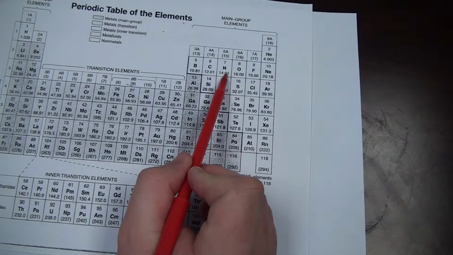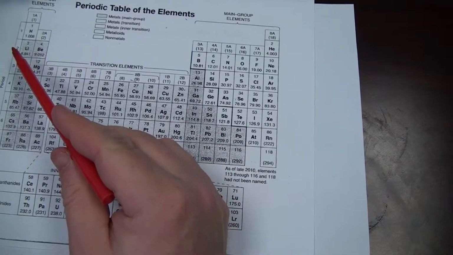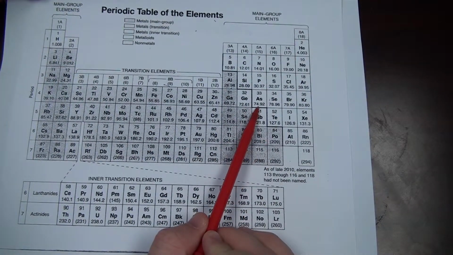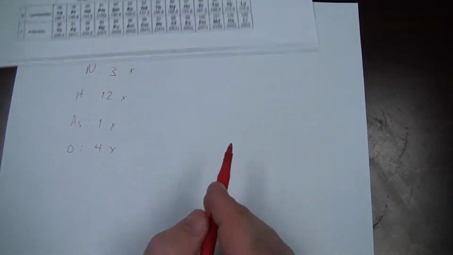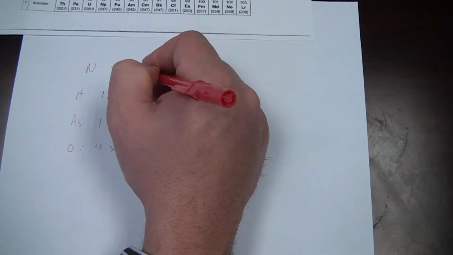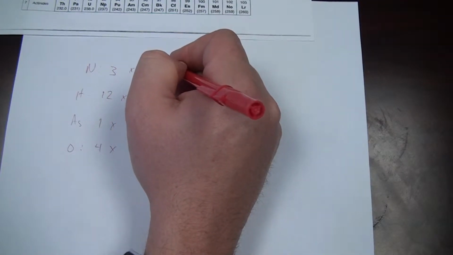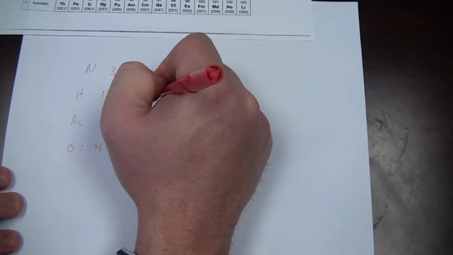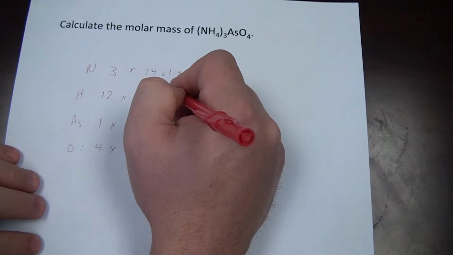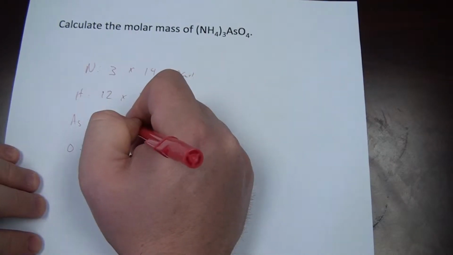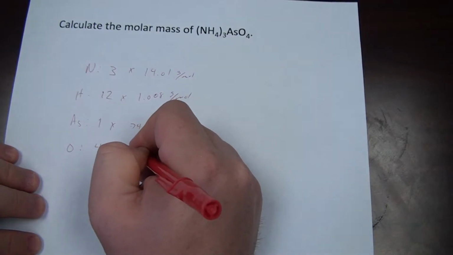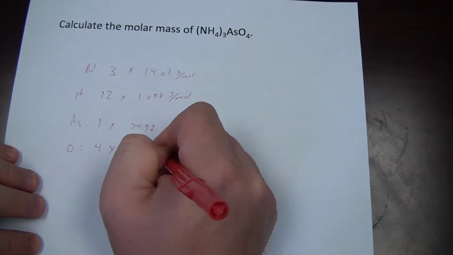nitrogen is 14.01, hydrogen 1.008, now arsenic 74.92, and finally oxygen 16.0. So nitrogen 14.01, hydrogen 1.008, again all these are grams per mole. Arsenic was 74.92, and oxygen 16.00 grams per mole.